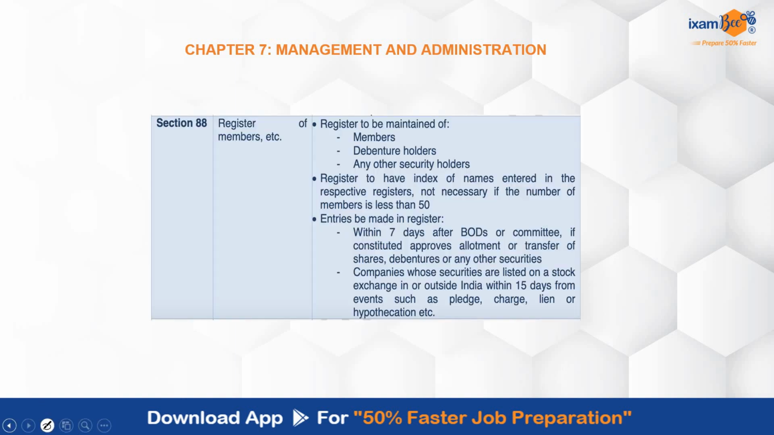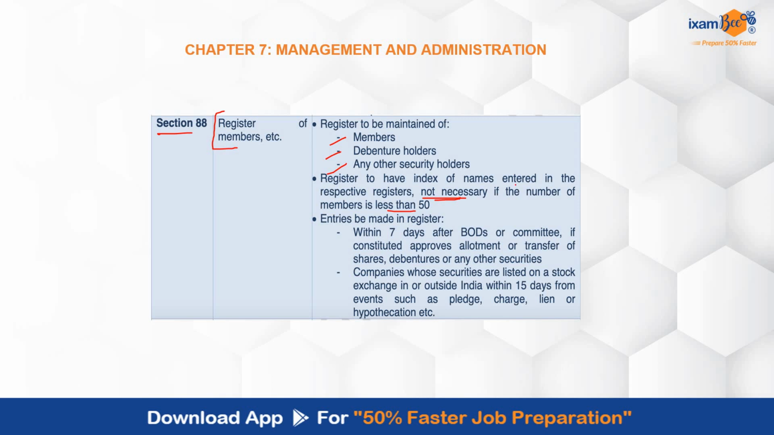First we will see section 88, which basically provides that the company will maintain a register of members, debenture holders and any other security holders. The register that the company maintains should also have an index of the names. With respect to that, it has been provided that if the number of members is lesser than 50, then in that case the index is not required in the register.